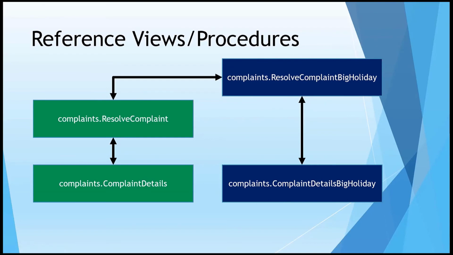The much better solution is to do this. So this procedure executes, it calls this procedure, which updates complaint details, passes back a success, and then this procedure will update Big Holiday. So this procedure calls the original one and then executes some bespoke code for the client.